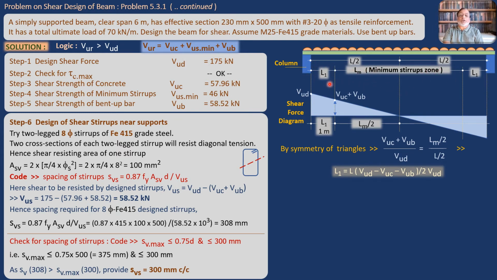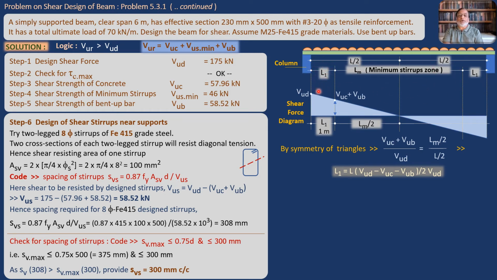Now for the zone which is close to the support, this zone is L1, and this zone L1 from the other support, you need the designed shear stirrups of this spacing. So whatever shear design we have done need not be applied for the entire beam as it is. That will become uneconomical. We will be providing unnecessarily extra stirrups for this middle zone where minimum stirrups were sufficient. So this will lead to an uneconomical design. That is why we are dividing this beam into the zone L1 and the minimum stirrups zone.